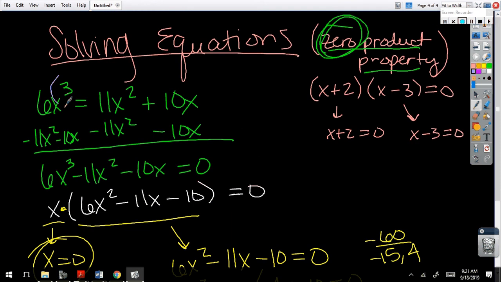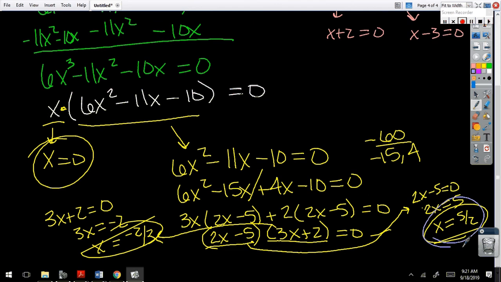What if I looked at this graphically? How could I have solved it? Put it in your calculator. And? Write down the points. When you put it in your calculator, it's a cubic, it's going to do something like that. What's that going to tell you?